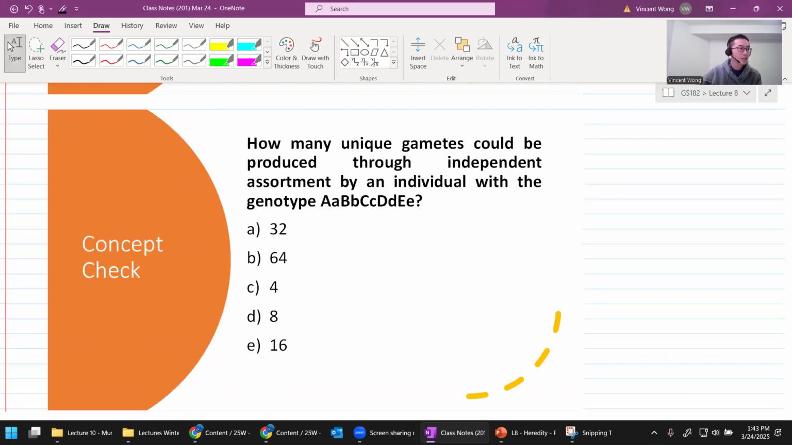All right. This one, I am hopeful more people will get it right this time. Go, go, go.